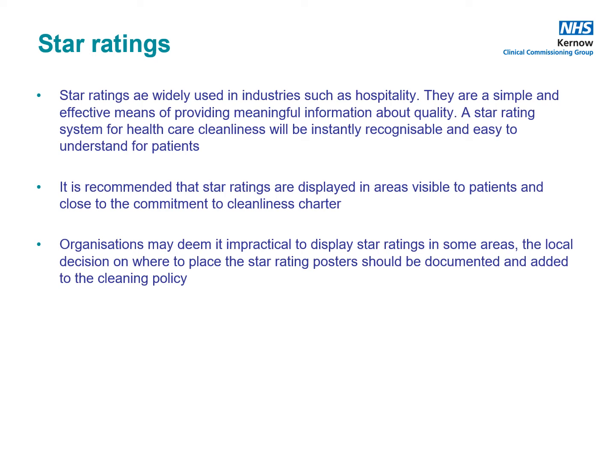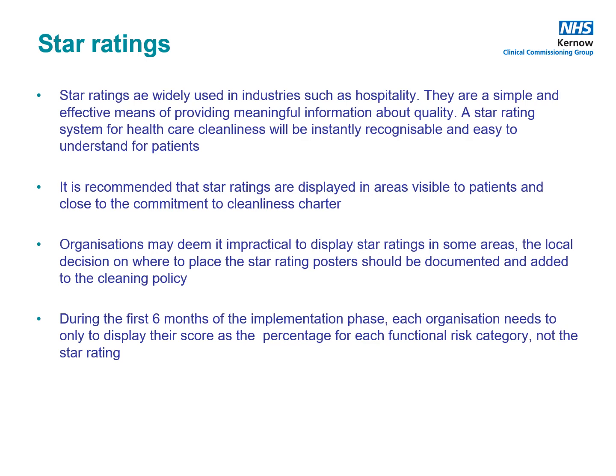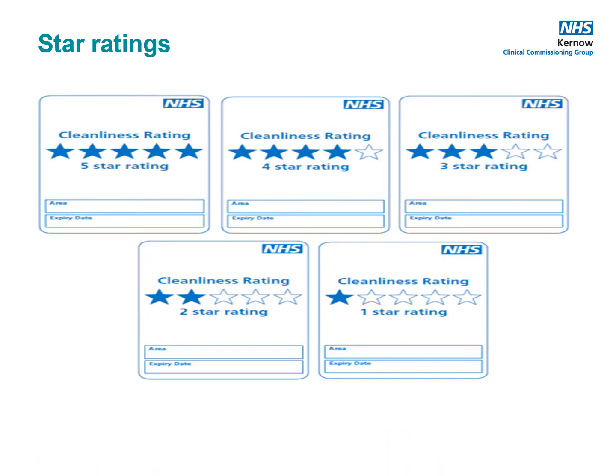Organisations may deem it impractical to display star ratings in some areas. The local decision on where to place a star rating poster should be documented and added to the cleaning policy. During the first 6 months of the implementation phase, each organisation needs to only display their score as a percentage for each functional risk category, not the star rating. But after 6 months, the star rating should be displayed. The National Standards document does provide templates for star ratings 1 to 5 that you will be able to display within your setting, and this is what it will look like.